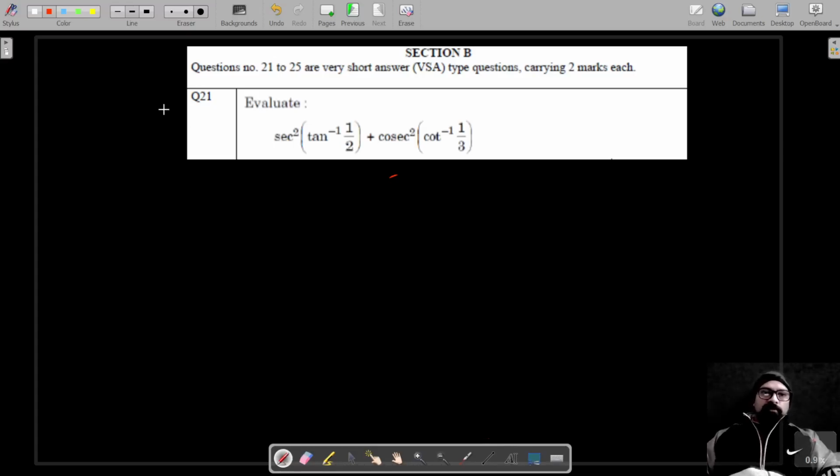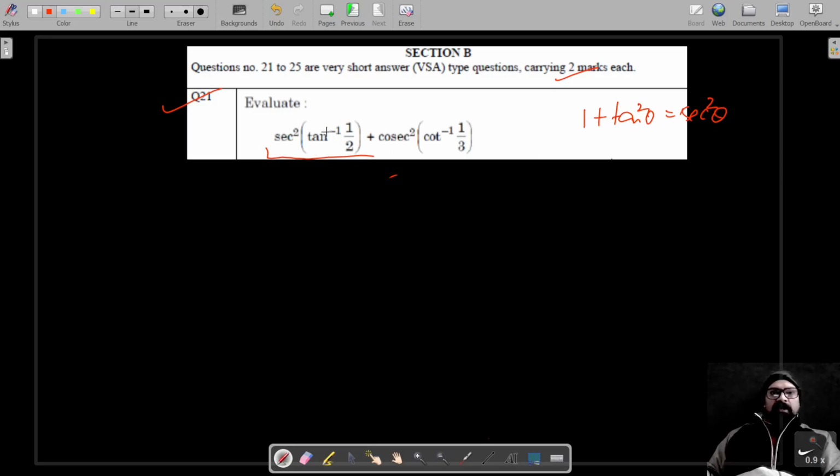Okay, for questions number 21 and 25, these are very short answer questions of 2 marks each, and we have to evaluate this. So this is secant square tan inverse of half, and we know that 1 plus tan square theta is equal to secant square theta, and here theta is this. So I can write it as 1 plus tan square, and theta is tan inverse of half.